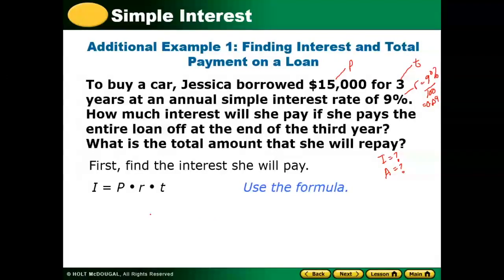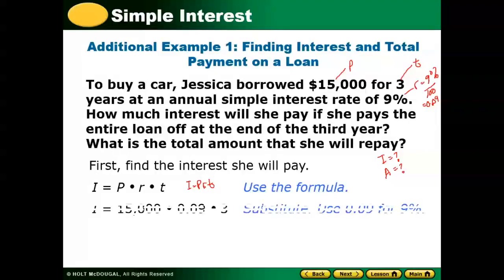So I equals PRT is the formula we're going to use. These little dots indicate multiplication, but usually it's just written like I equals PRT. So all of these touching indicate multiplication. We talked about that 15,000 was my principal, so I put that in for P. My rate, I converted to a decimal. It was given as 9%, but we divided by 100, which gave me 0.09. And our time was already in years, so we used just 3.